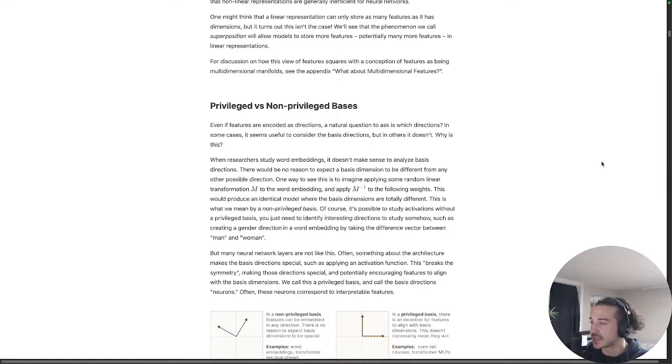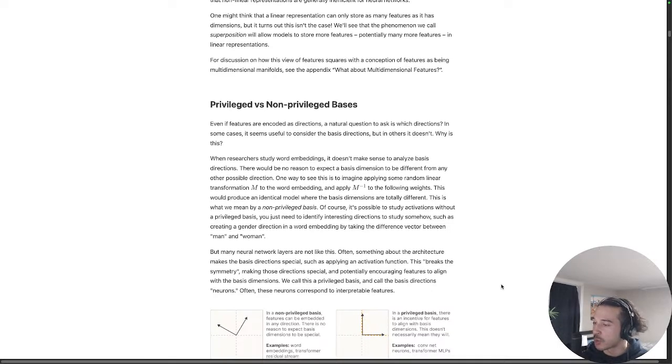One way to see this is to imagine applying some random linear transformation M to the word embedding, and apply M inverse to the following weights. This would produce an identical model where the basis dimensions are totally different. This is what we mean by a non-privileged basis. Of course, it's possible to study activations without a privileged basis. You just need to identify interesting directions to study somehow, such as creating a gender direction in a word embedding by taking the difference vector between man and woman.